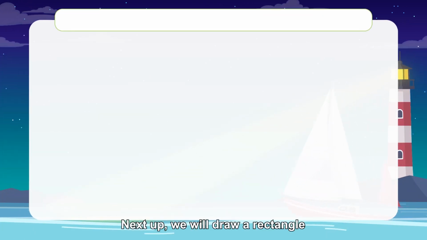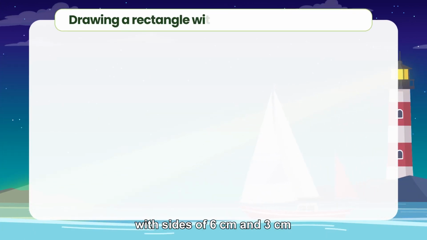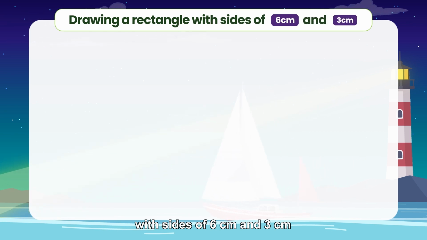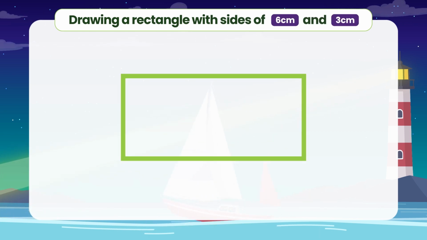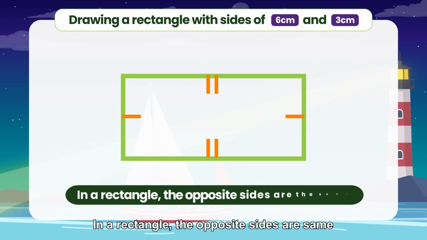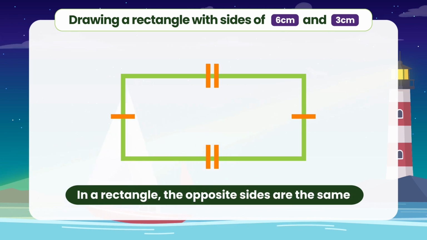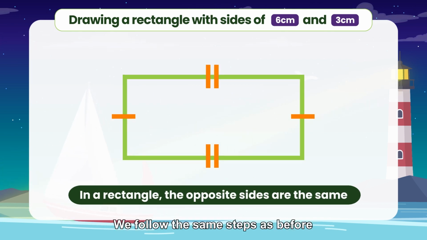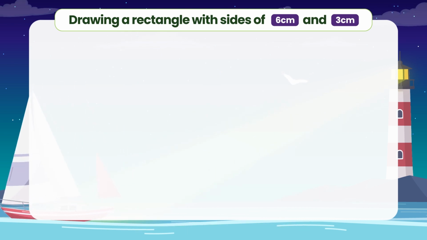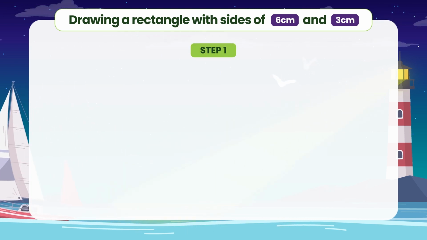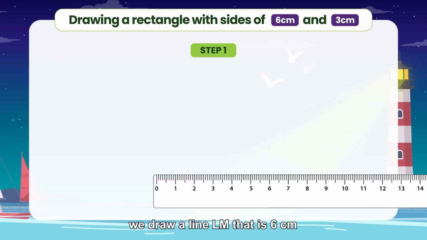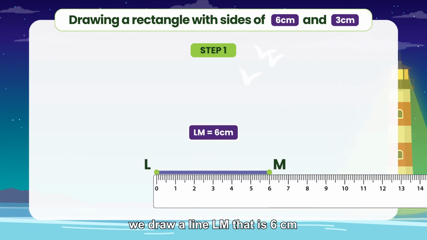Next up, we will draw a rectangle with sides of 6 centimeters and 3 centimeters. In a rectangle, the opposite sides are same. We follow the same steps as before. Step 1. With the help of a ruler, we draw a line LM that is 6 centimeters.